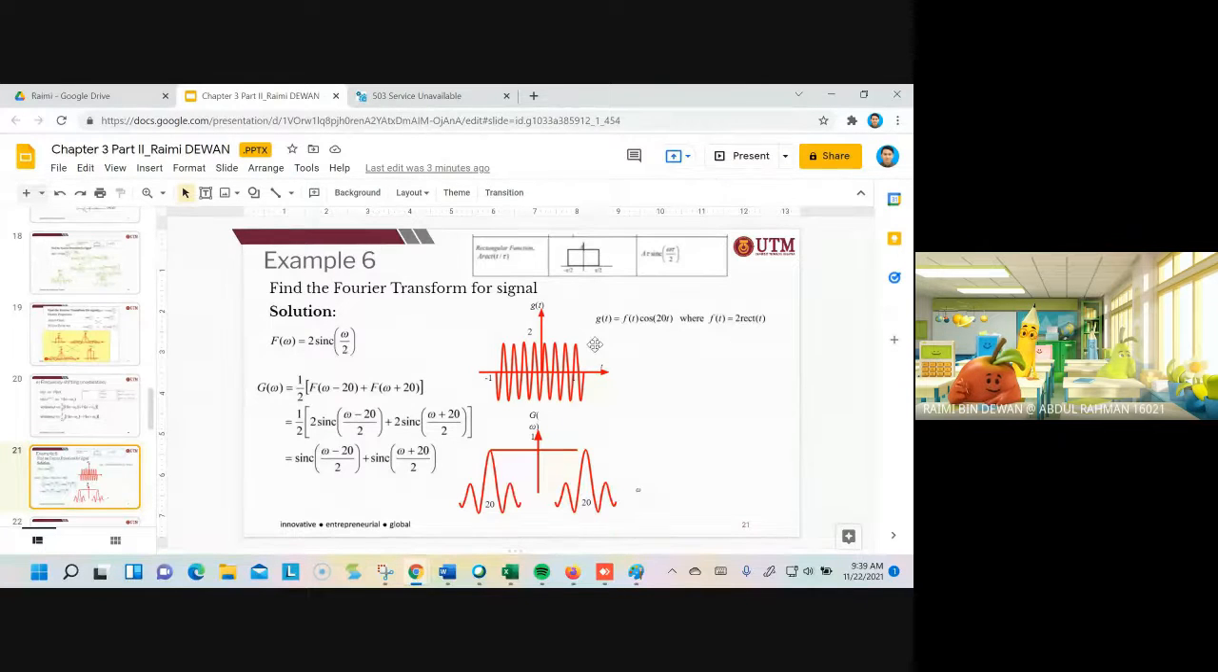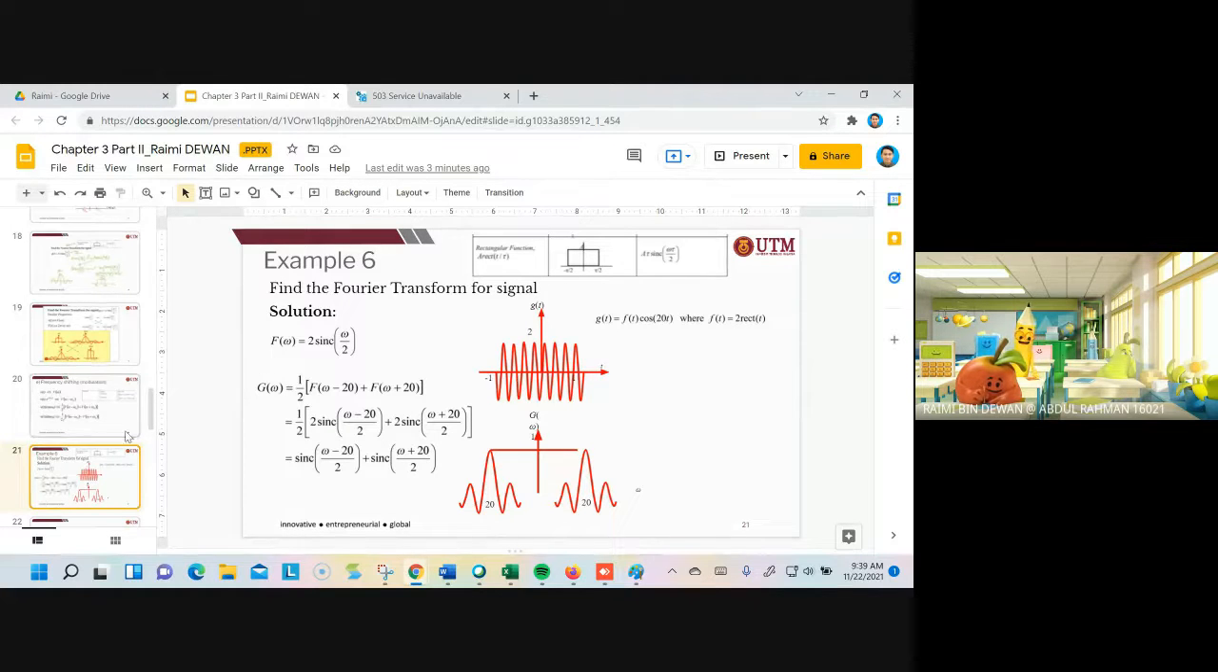This one is actually the time. When we multiply, it will follow the rectangular because the initial equation is rectangular. You see, f(t), the information signal, is rectangular, and the carrier is cos 20t. So the information limits the range of this signal, following the rectangular. Otherwise it would be continuous.